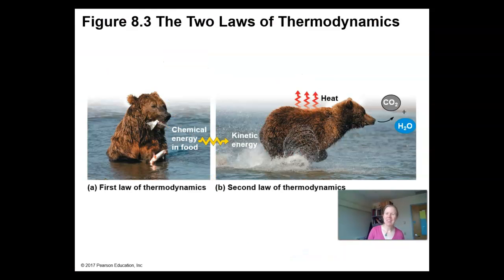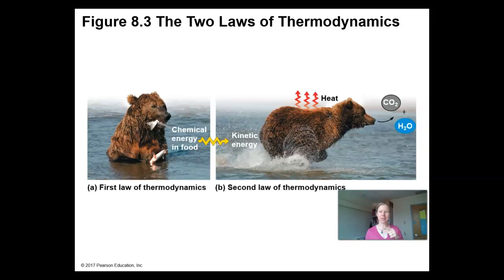So again, as we think about our bear here, right? When we start to look at all these metabolic processes, these chemical reactions that are happening, there are some processes that are spontaneous. They occur without energy input. Now, that doesn't mean they're necessarily fast, right? They can happen quickly or they can happen slowly. But to occur spontaneously, it has to increase the entropy of the universe, right?